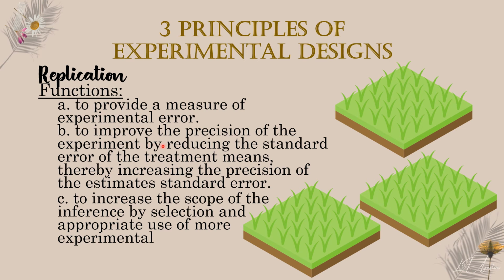To improve the precision of the experiment by reducing the standard error of treatment means, thereby increasing the precision of the estimate. And of course, to increase the scope of the inference by selection and appropriate use of more experimental units.